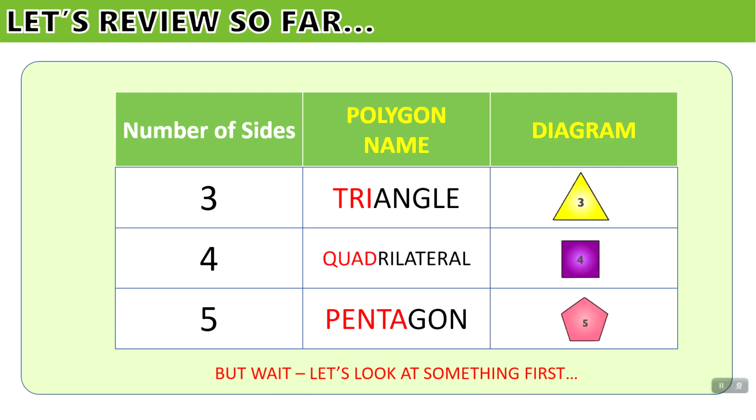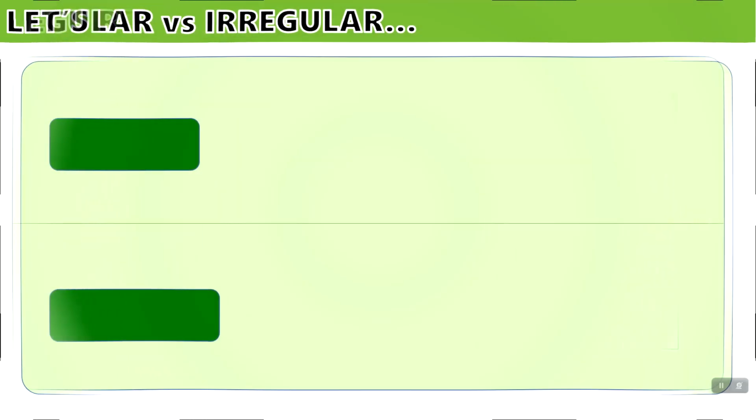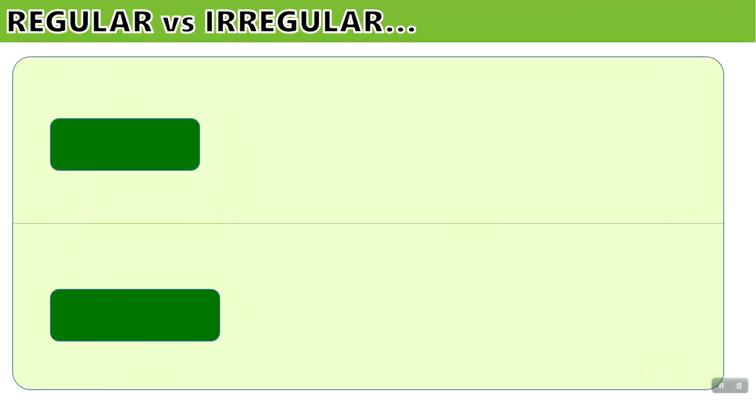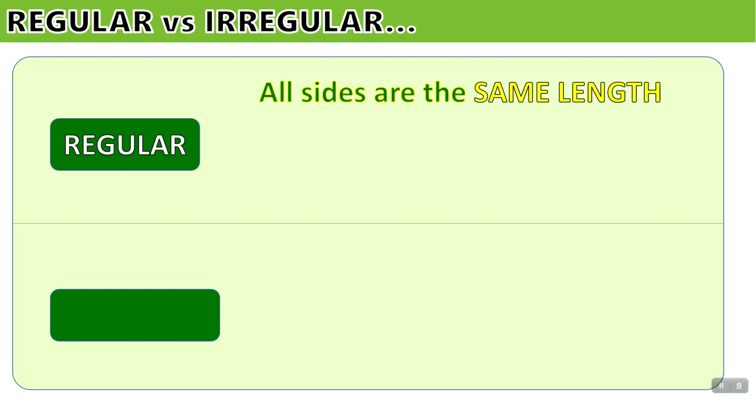But wait, let's look at something first. By now you may be saying, there are diagrams that look different than the ones on the screen. Let's take a look at regular versus irregular polygons. A regular polygon is a polygon in which all sides are the same length.